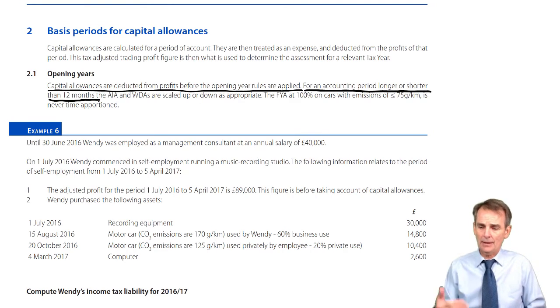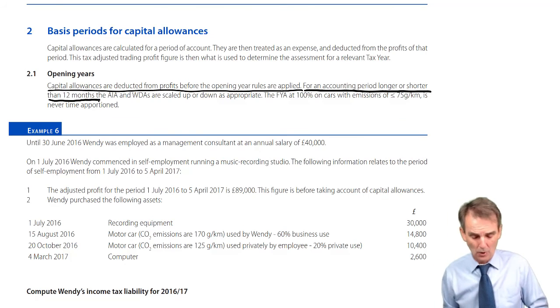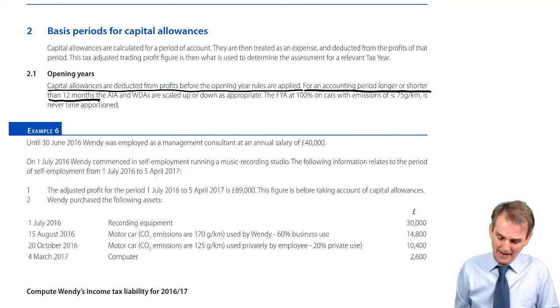Other than that, the capital allowances computation is exactly the same. What we will do, we'll look at the period of trading. So let's have a look at what we've got here.